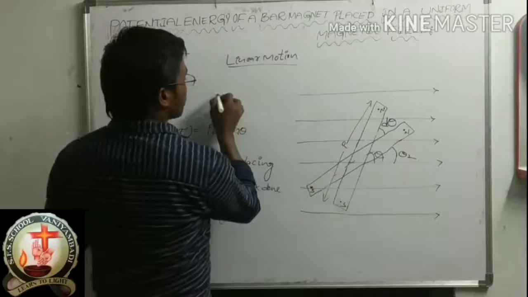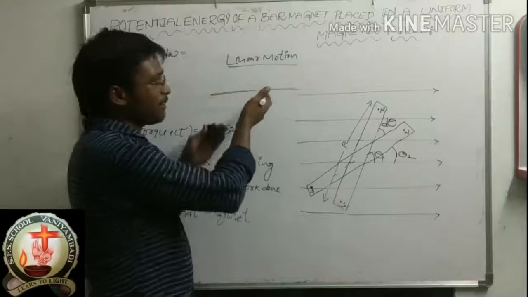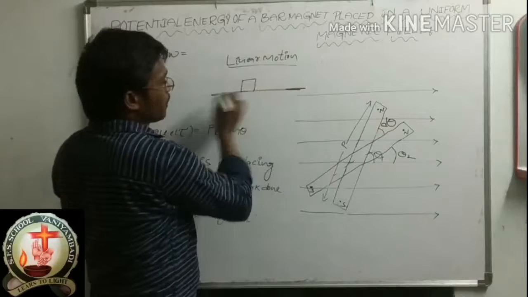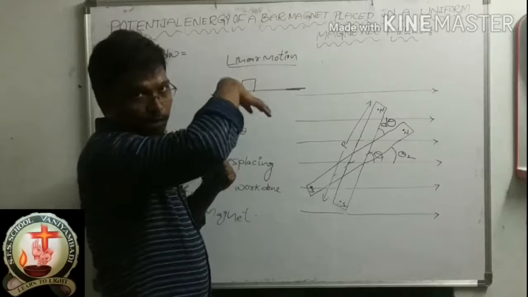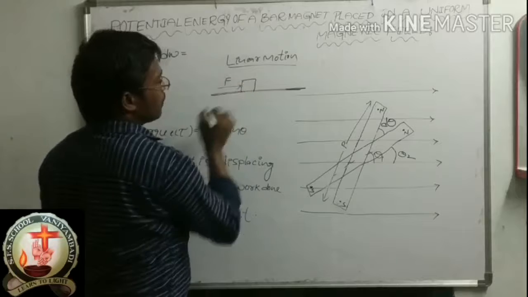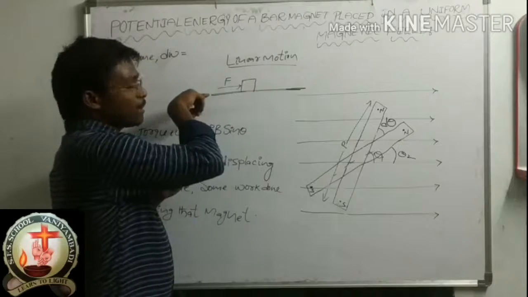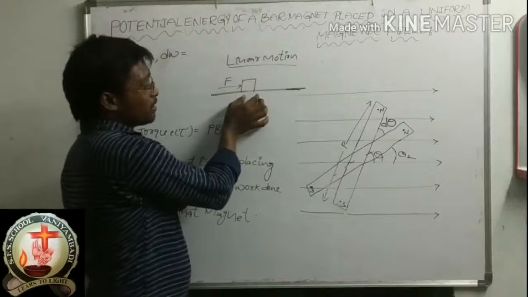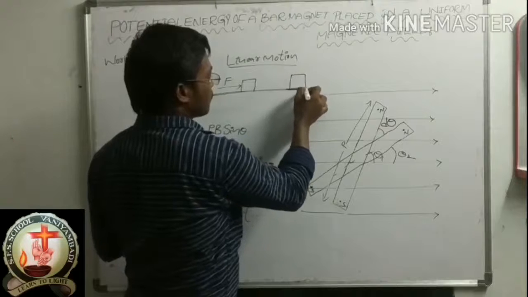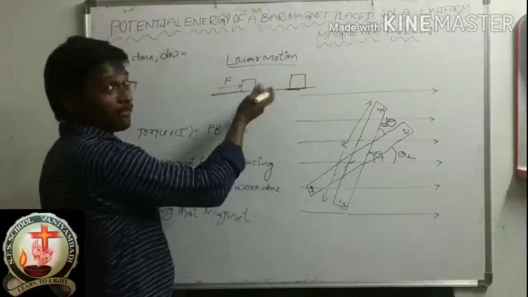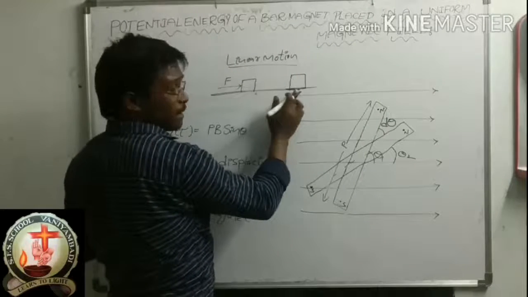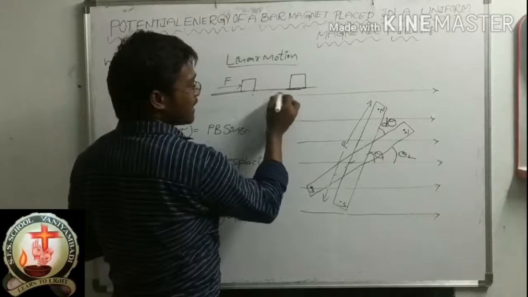Suppose this is a horizontal surface. On the surface, one object is placed here. Now I am applying some amount of force. When I apply some force on the object, this object moves from here to here. The object reached from here to here after applying the force. So it is displaced from here to here. This is the displacement.